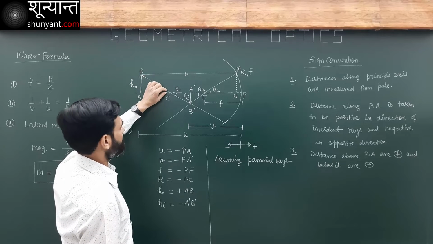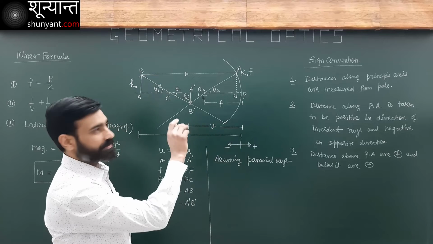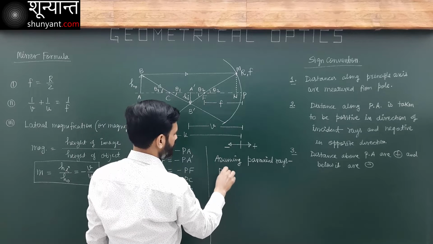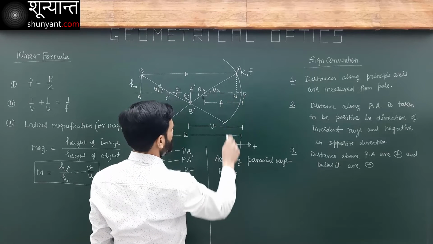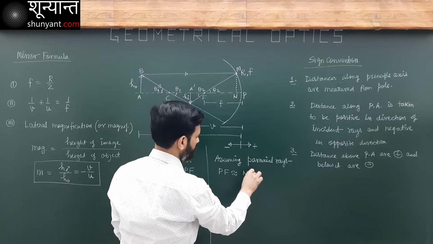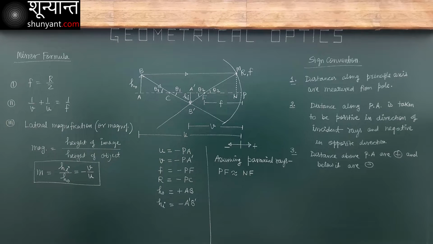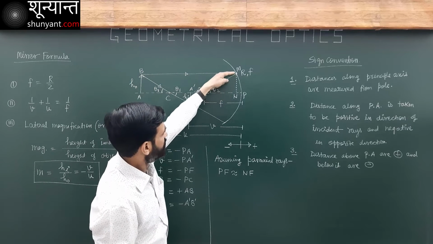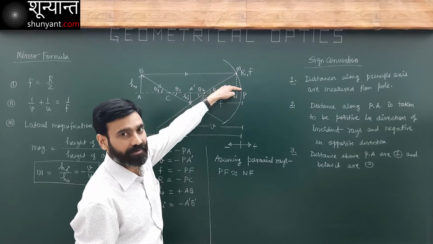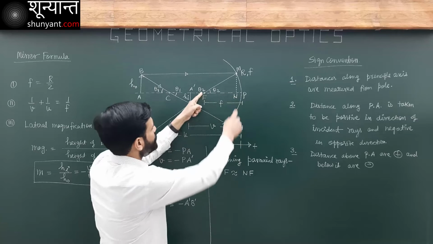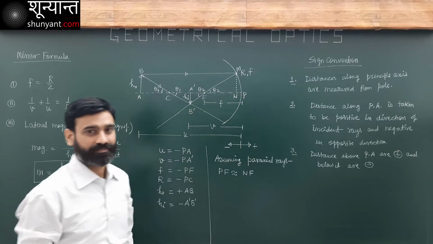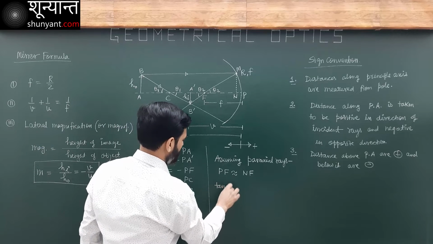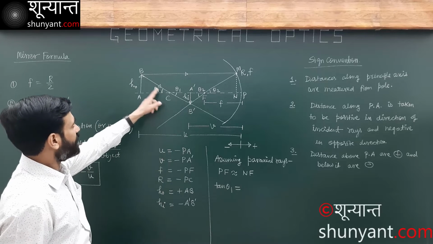This ray is close to the principal axis. So I can say that this FP or PF is approximately equal to NF. Can we do that? What do you think? Now, if this light is very close to this axis here, this point is going to be very close here. So when I drop this perpendicular, these two distances are going to be approximately same. Makes sense?